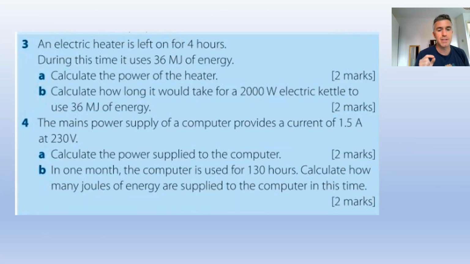But now here's a chance for you to do some questions yourself. An electric heater is left on for 4 hours. During this time it uses 36 megajoules of energy. Calculate the power of the heater. Calculate how long it would take a 2000 watt electric kettle to use 36 megajoules of energy. The main power supply of a computer provides a current of 1.5 amps at 230 volts. Calculate the power supplied to the computer. In 1 month, the computer is used for 130 hours. Calculate how many joules of energy are supplied to the computer in this time.